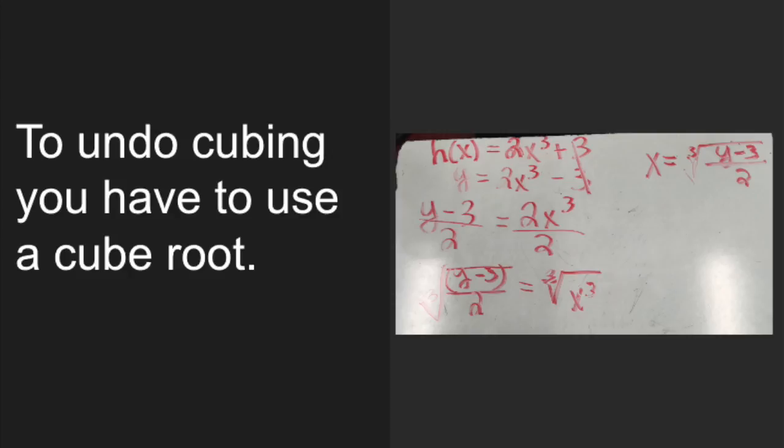Now, to get rid of the 2, I have to divide both sides by 2, which will leave me with y minus 3 over 2 equals x cubed. To undo cubing, I have to use the cube root, and the cube root of y minus 3 over 2 equals x. Then I flip the equation, and I will end up with x equals the cube root of y minus 3 over 2.